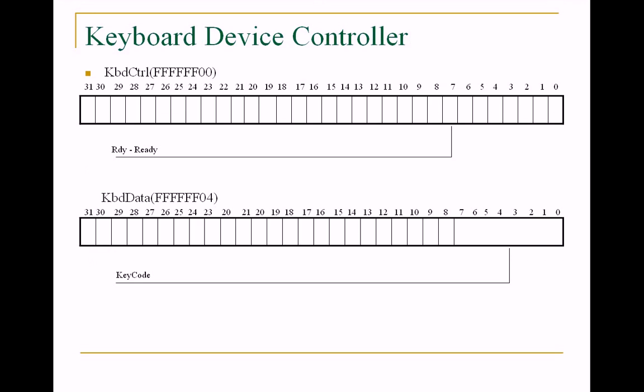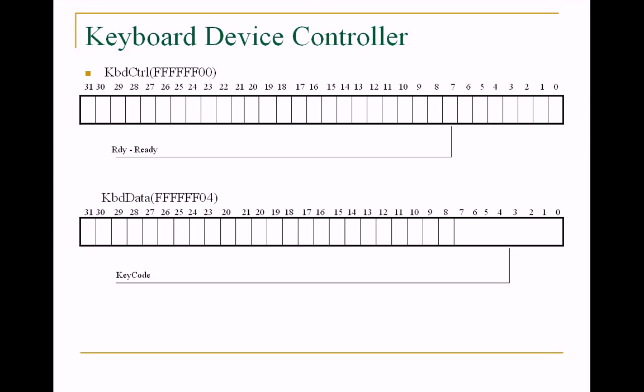The keyboard is connected to the DLX machine through the keyboard device controller, which has two registers: the keyboard control register and the keyboard data register. The lower 8 bits of the keyboard data register are called the key code. It contains the character code of the key most recently pressed on the keyboard.